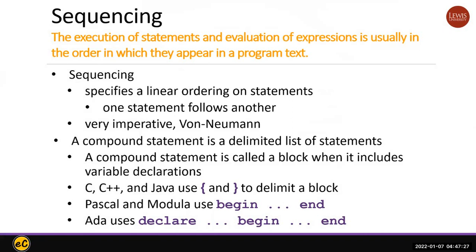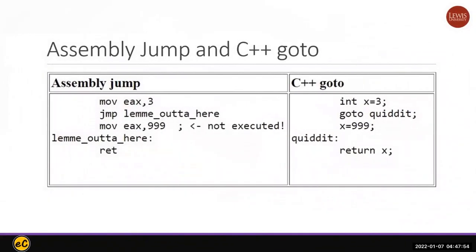A compound statement is a delimited list of statements. So a compound statement is a code block. And when it includes variable declarations, C, C++ and Java use brackets, curly braces, to delimit a block. Pascal uses begin end. Ada uses declare begin end. So this is a code block.